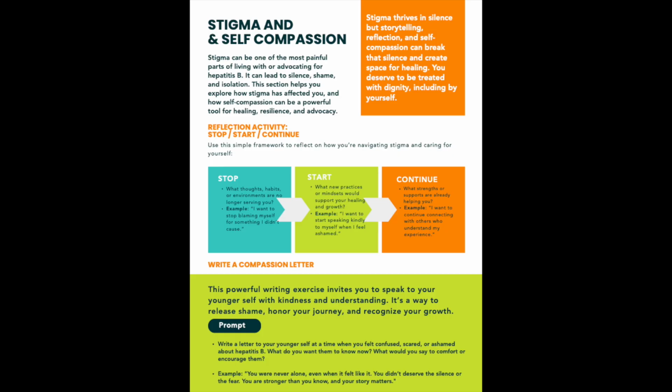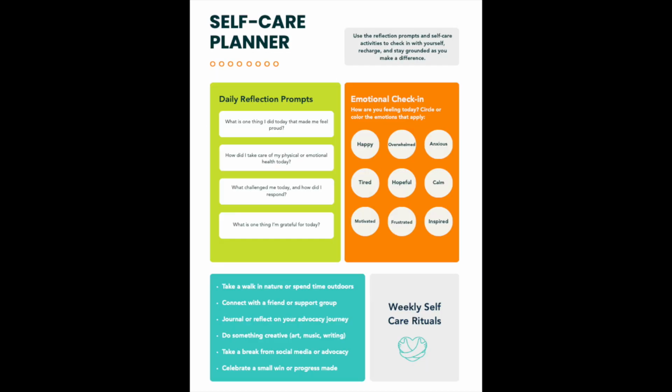The other is a compassionate letter that you write to yourself. This is a writing exercise. We give you some prompts, and you can certainly expand upon them. You write a letter to your younger self at a time when you felt confused, scared, or ashamed about your Hep B status. What would you want them to know now? What would you say to them? How would you encourage or comfort them, knowing where you started and where you've come? So these are some tools that can help you.